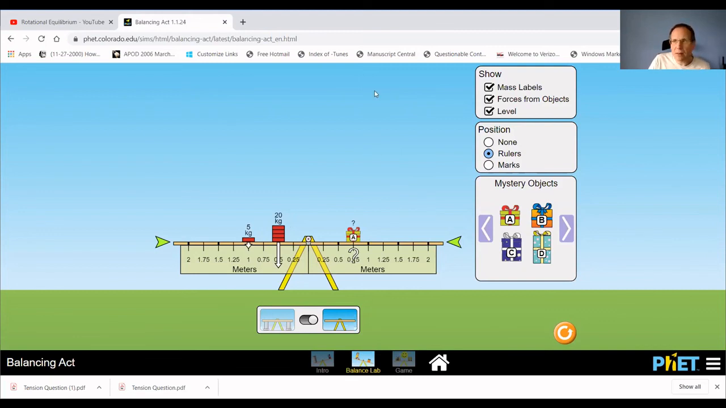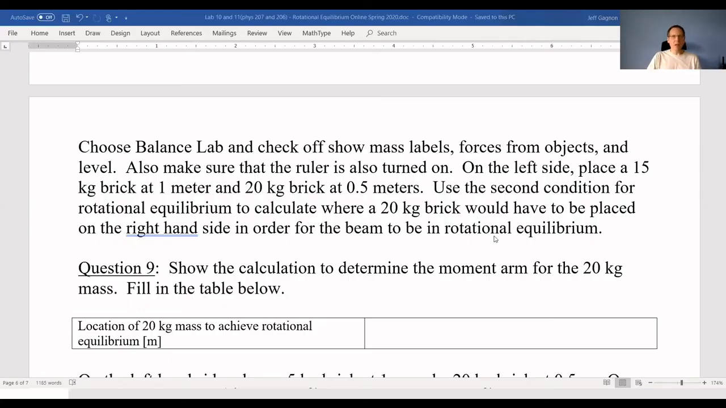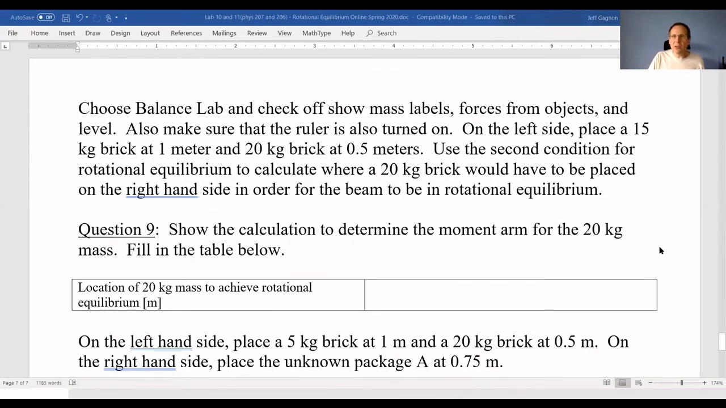Let me go back to the handout, make sure I didn't miss anything. Okay, so again, question 9 was to show me that calculation using the sum of the torques equals 0 to determine the moment arm for the 20 kilogram mass, such that when you place it there, it's completely balanced. Then you should check it by actually putting it on there and making sure that it balances in the simulation. But for this one, show me the calculation, how you got that particular value.